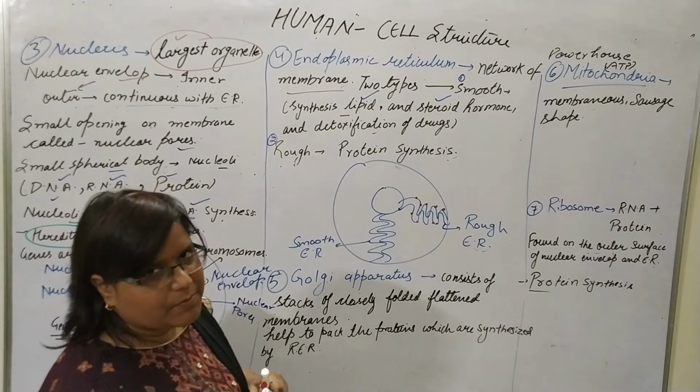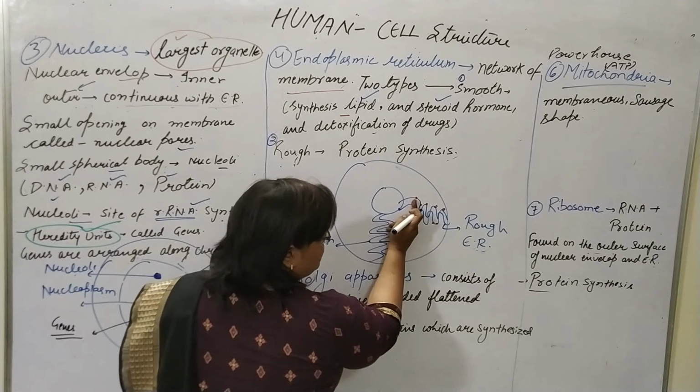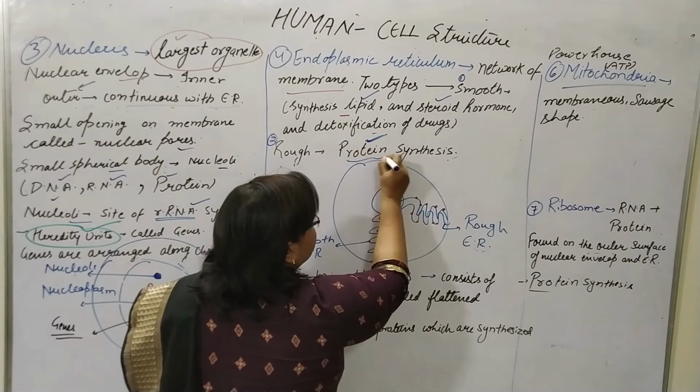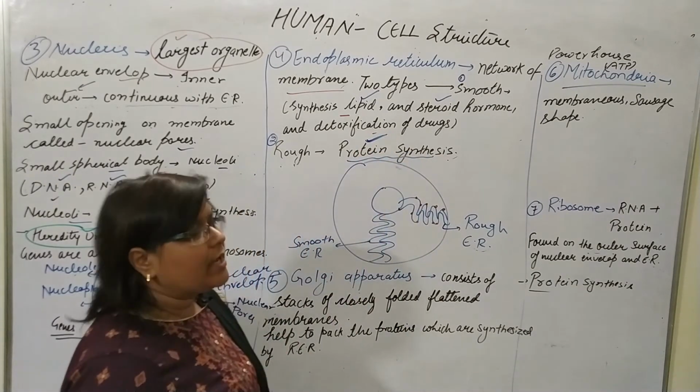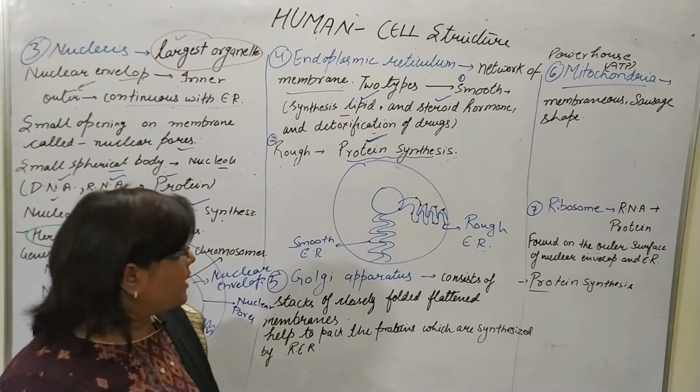Second is the rough endoplasmic reticulum. Due to the presence of ribosomes, it is completely associated with protein synthesis. So this is the whole of the endoplasmic reticulum.